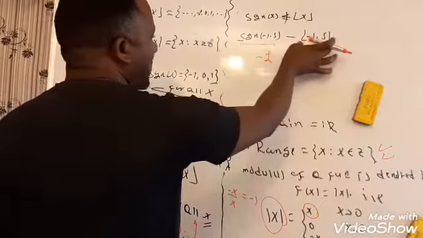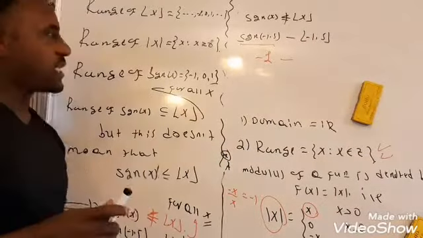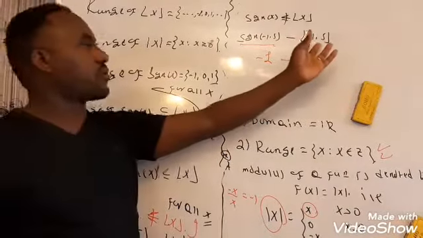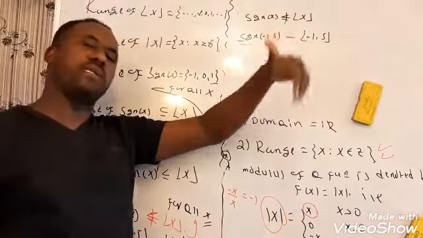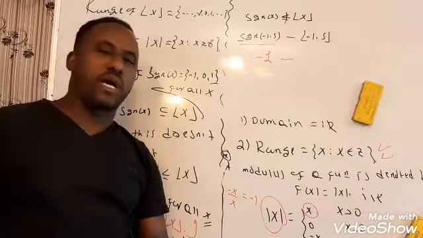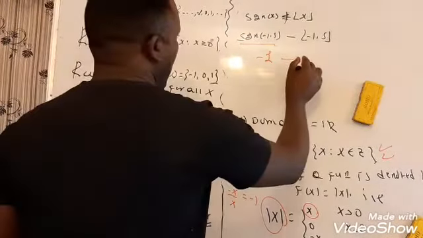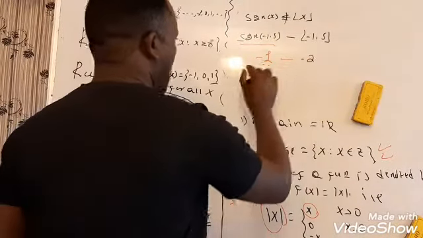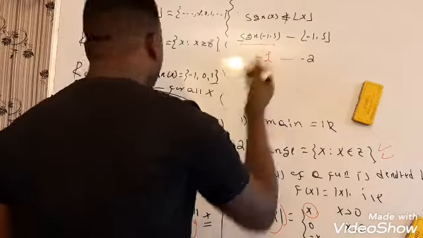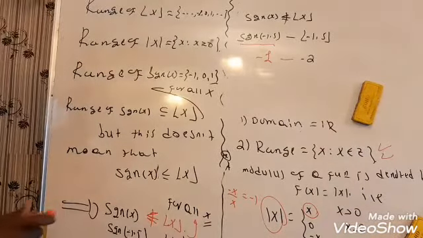What is the floor of this? What is the greatest integer less than or equal to this one? The answer is an integer value, that is exactly minus 2. So this will never be equal. You see, look at this one.